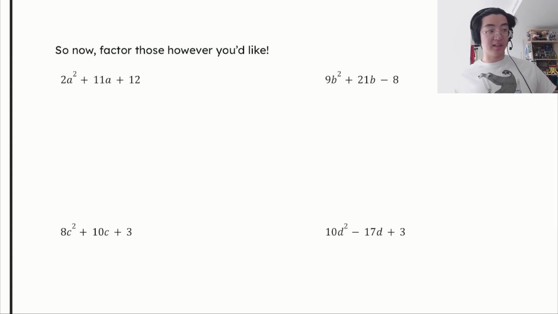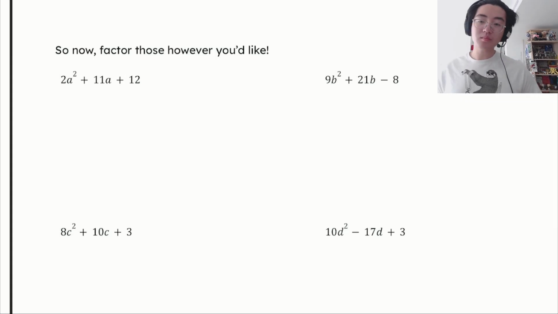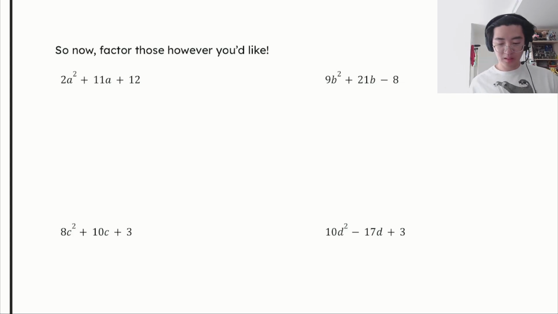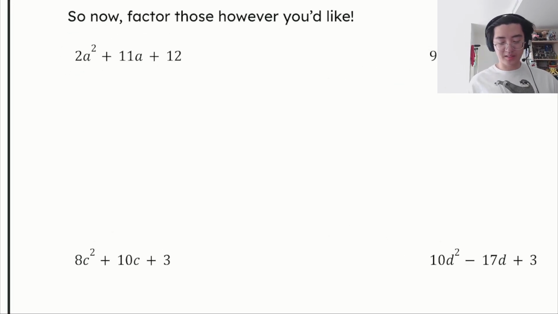Well, you can use multiple methods if you want, but pick the one that you like the most. So with decompose, or with the guess and check, the two factors here that multiply to 2 are 1 and 2. And the two factors that multiply to 12 are 3 and 4.